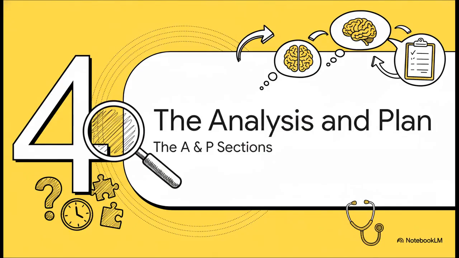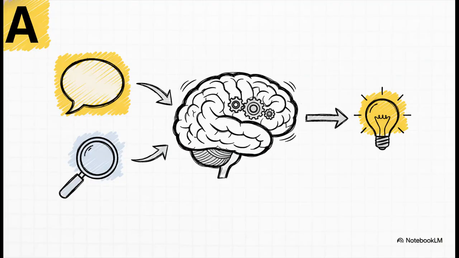Okay, so we've gathered our clues, we have the patient's story, and we have the hard facts. Now we can move to the second half of the SOAP note, the assessment and the plan. This is where all that clinical reasoning really happens. A is for assessment. This is your professional analysis. And it's not just a summary of the S and the O, it's the synthesis. This is where you take the patient's story, you take the objective findings, and you explain what you think is actually going on. You connect the dots.